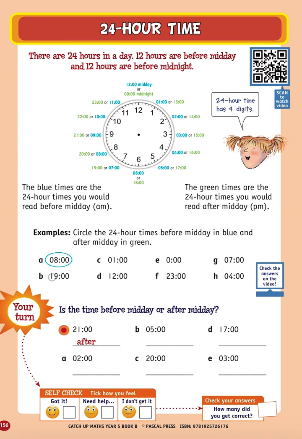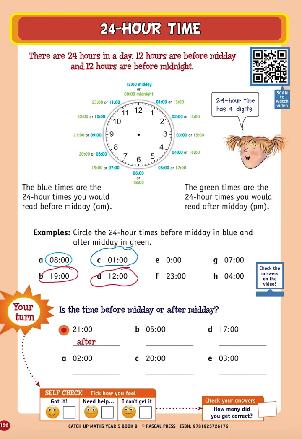Now let's look at 1900 hours for B. 19 is bigger than 12. So we're going to circle that red. Then we've got C being 0100 hours, and 1 is smaller than 12, so it is before midday. We have D showing us 12 at midday. So if it's midday or after, we would circle it red because it will be in the afternoon.